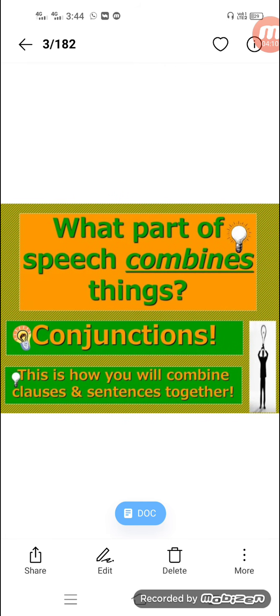See here, what part of speech combines things? Conjunctions. Only a conjunction can combine the sentences. This is how we will combine clauses and sentences together. We generally use this coordinating conjunction for connecting some words in English, right?